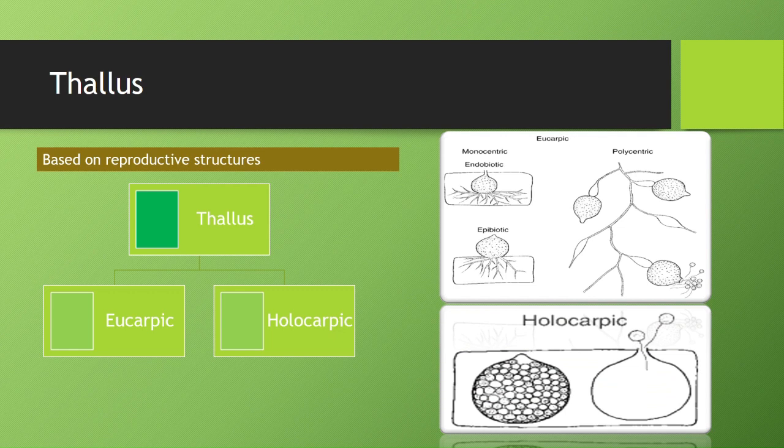Holocarpic is the one in which the whole of the thallus gets converted into a reproductive structure. After the vegetative part of the life, the whole vegetative body gets converted into a reproductive structure and is known as holocarpic thallus. An example of eucarpic thallus is Pythium, and holocarpic thallus is seen in Synchytrium.